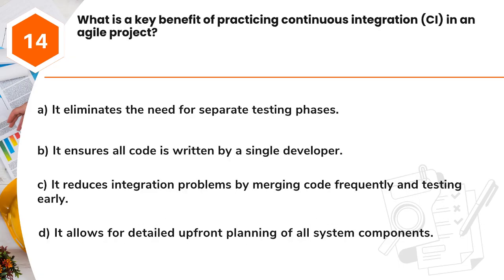Question 14. What is a key benefit of practicing continuous integration, CI, in an Agile project? A. It eliminates the need for separate testing phases. B. It ensures all code is written by a single developer. C. It reduces integration problems by merging code frequently and testing early. D. It allows for detailed upfront planning of all system components.